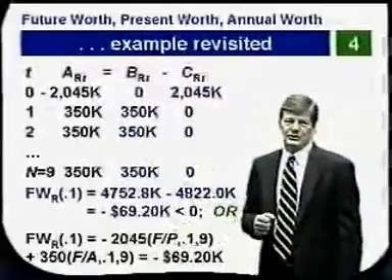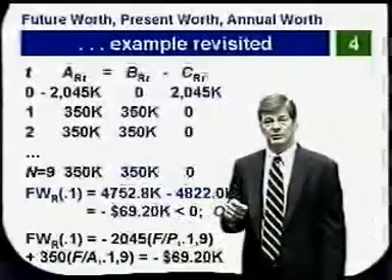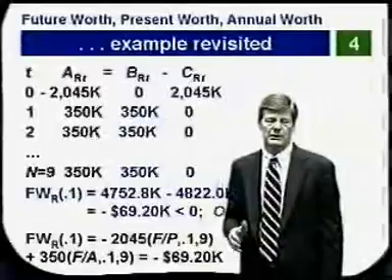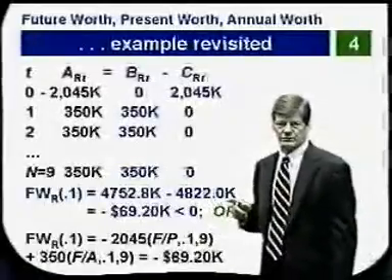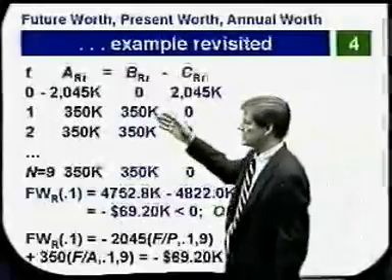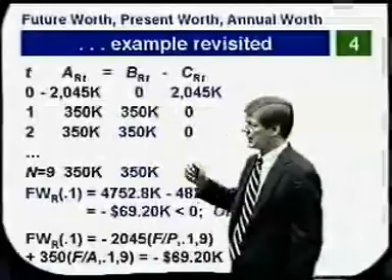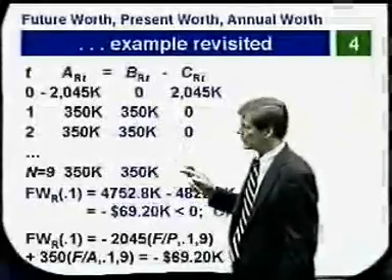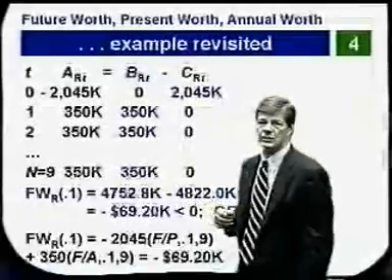Now, we can do these calculations, but let's be certain we understand the economic interpretation of what these numbers mean. If I, in fact, install the robots, I will receive this benefit series for the next 9 years. And when reinvested at 10% per year, I would accumulate $4,752,800.